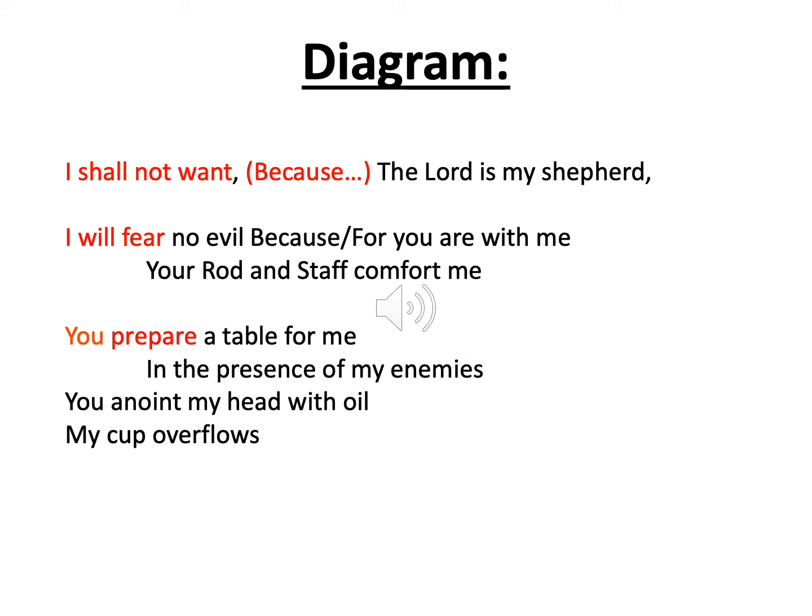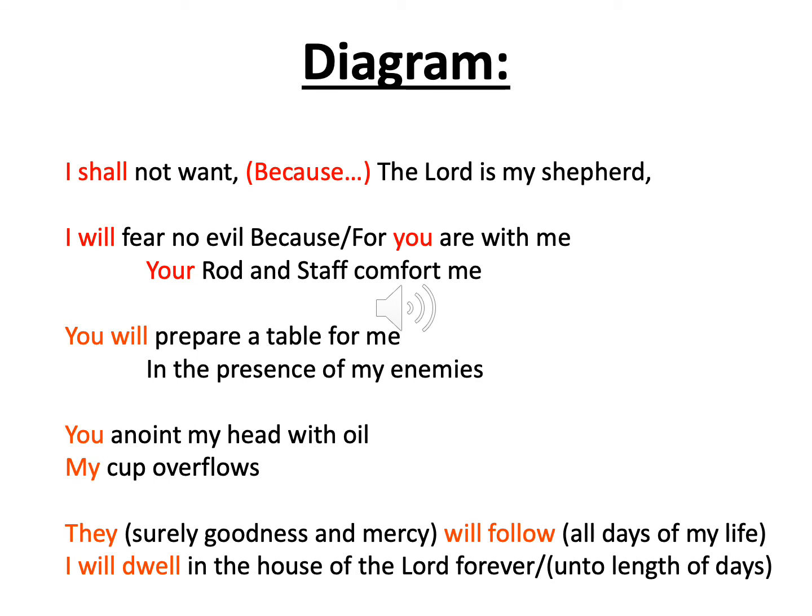So we would diagram this accordingly with a space in between in the presence of my enemies before the you anoint my head with oil to show that these are separate. The final verse of this psalm, verse 6, has two more imperfects. They will follow and I will dwell. These connect very well to the rest of the imperfects that we have seen in this verse. I shall not want, I fear no evil, you will prepare, and then they will follow and I will dwell.